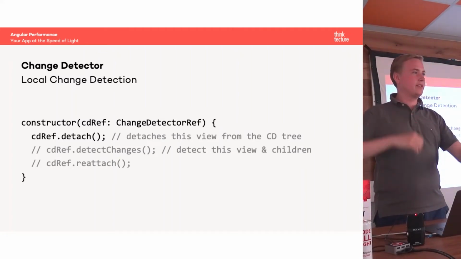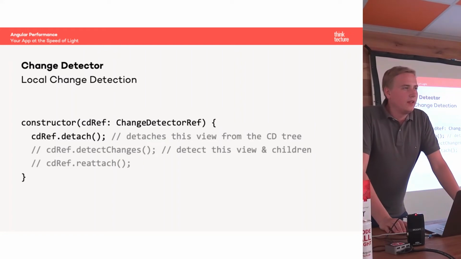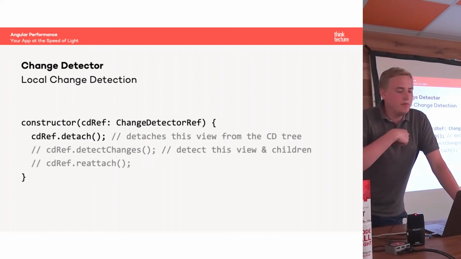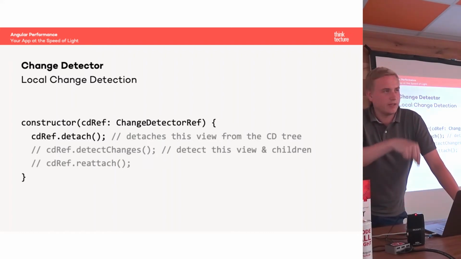Two questions, yes? Mark for change detection will work only once, and after that again it will be skipped for the next cycle. Mark for check only marks me as dirty for now, and so that means for the next cycle.